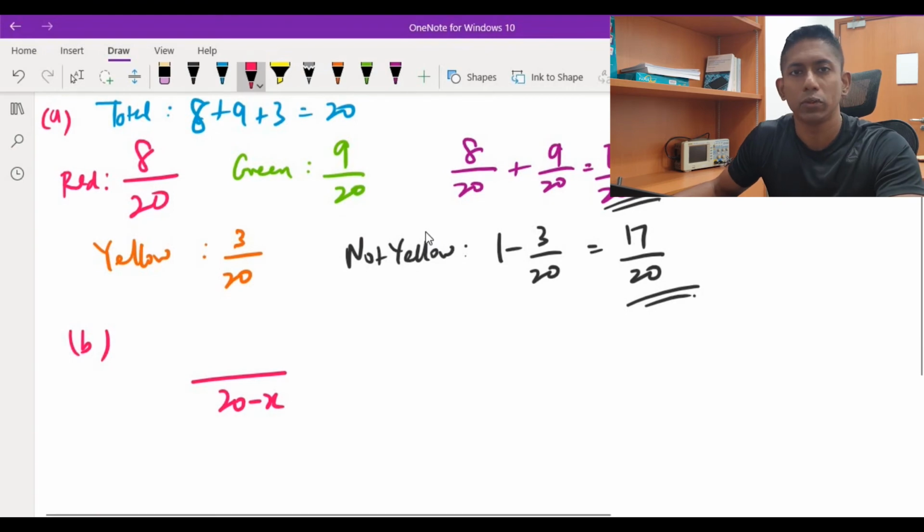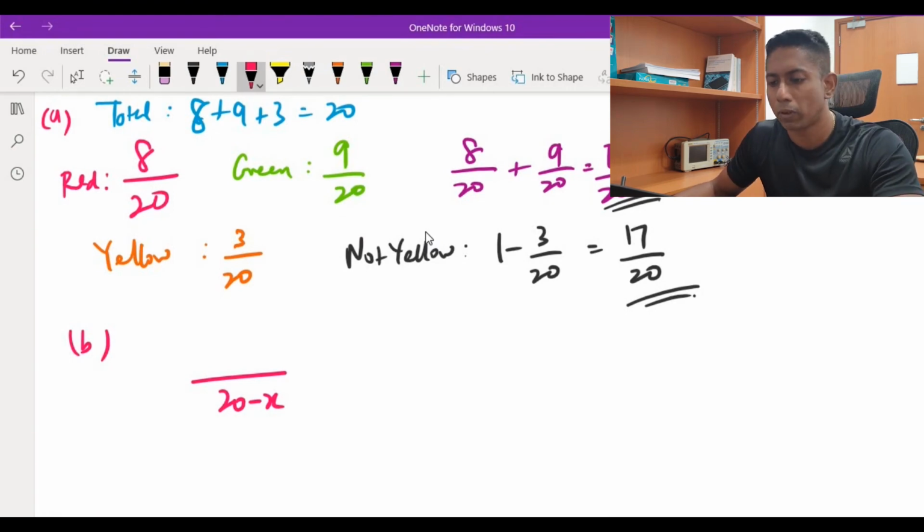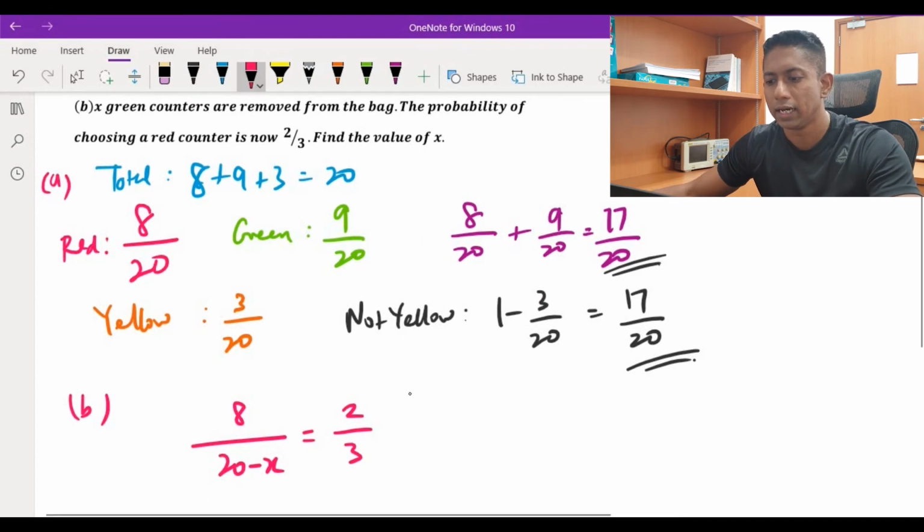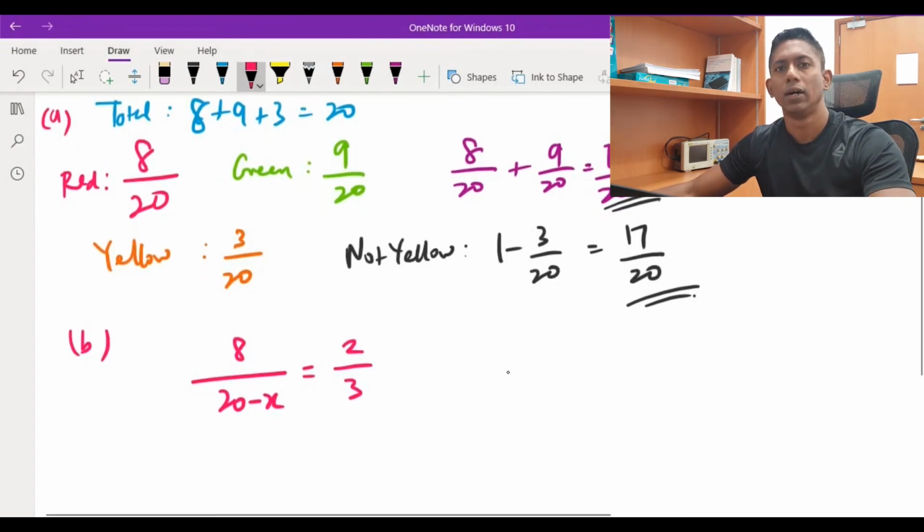So in order for me to get a red counter, the probability will be 8 divided by 20 minus x, because 20 minus x is now the new total. And we are given that this equals 2 over 3. This is the important step you must get correct. Once we get this, the rest is just basic algebra.